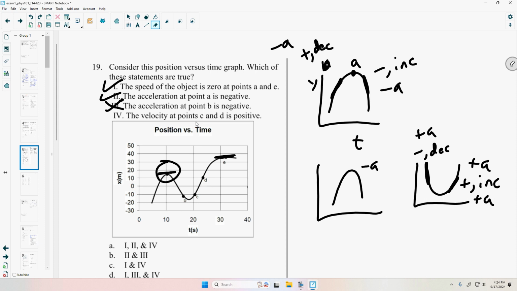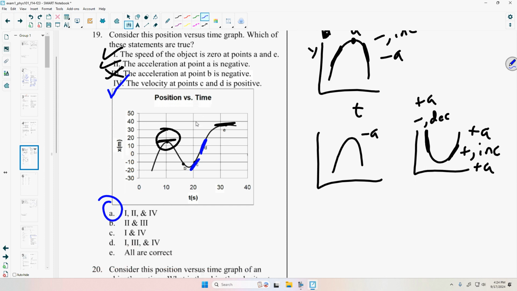And then the velocity at points C and D are negative. Point C and D, recognize that the slope here is positive and the slope also here is positive. So that is correct. So 1, 2, and 4. A is the right answer. Alrighty.